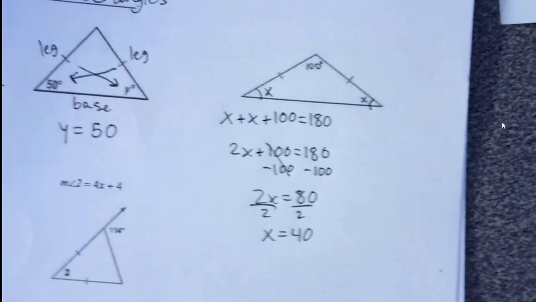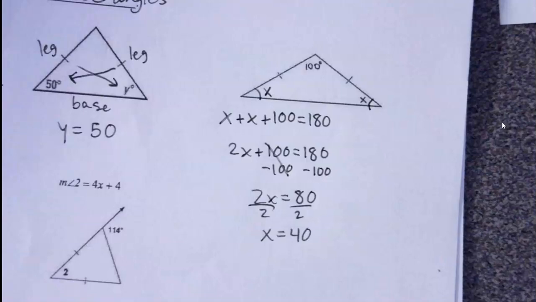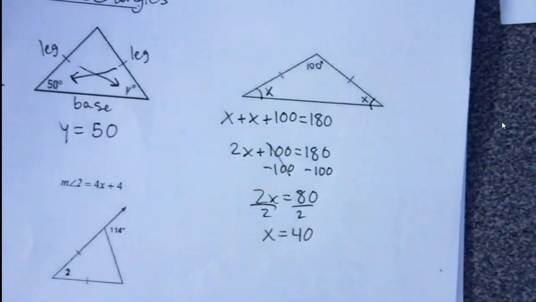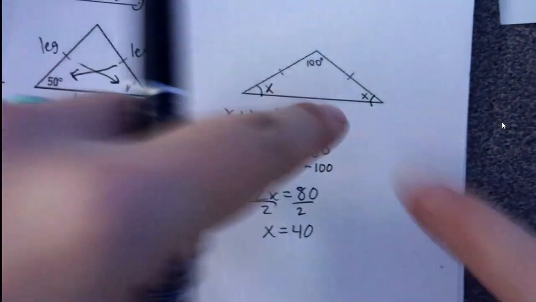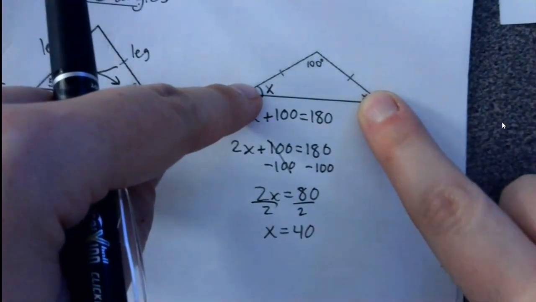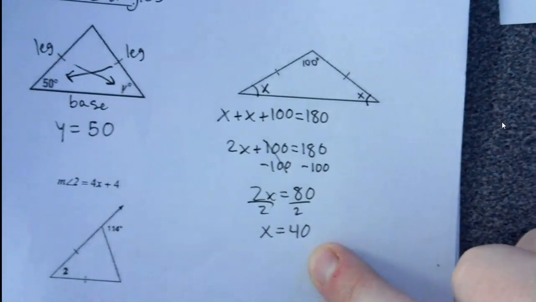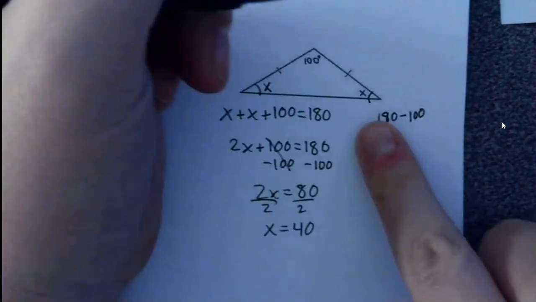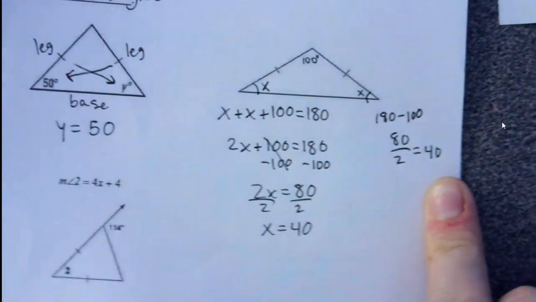Another way you could do this, if you don't want to set up an equation, you're pretty much doing the same thing without an equation, is just to take this 100 away from 180. So 180 is the total, subtract 100. You have 80 degrees left to split between these two. And so you just take 80 and divide it by 2, which is essentially what we did here, but you can either use an equation or just do it step by step. 180 minus 100 is 80, and then cut that in half, you get 40. Both ways would work.